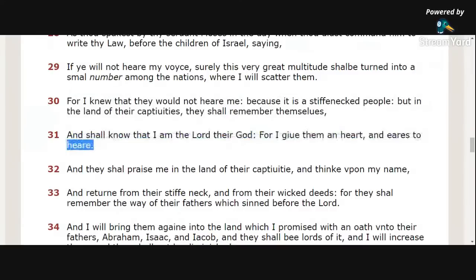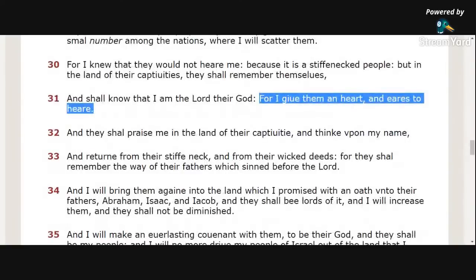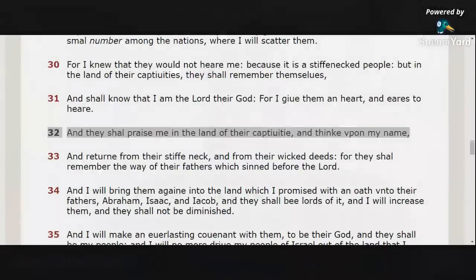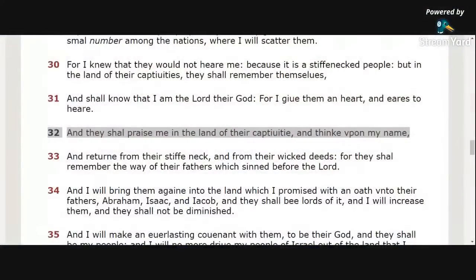And shall know that I am the Lord their power, for I give them an heart and ears to hear. He's going to open you up. And they shall praise me in the land of their captivity and think upon my name. So the name that the world has that they said was the name of the Lord. Well, the Lord just told us we were going to get his name till we woke up. Then we're going to get his name. So how then can you come and question us about a name that the world said was his name when the Lord said we weren't going to have his name till we woke up to our heritage that they didn't have before we woke up? What are you talking about? That's how ridiculous this is. That's why it was necessary to go into it.